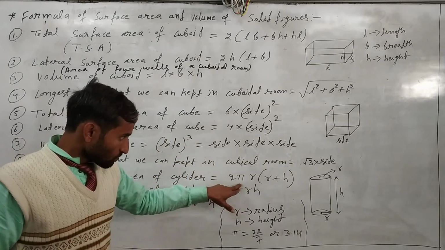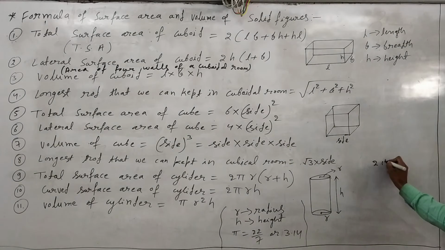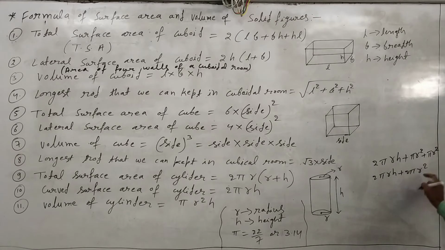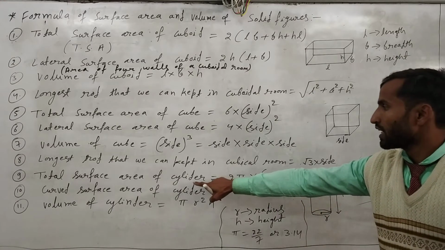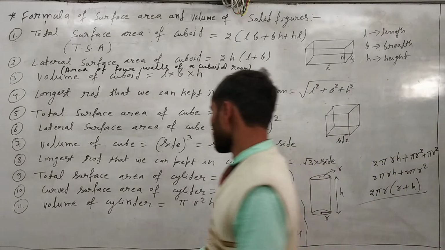So if you add, the curved surface area is 2 pi r h, and for the circles I have added pi r square plus pi r square, so it will come 2 pi r h plus 2 pi r square. After that I have taken 2 pi r common, so it will come r plus h. So total surface area of cylinder will be 2 pi r into r plus h. This is the formula of total surface area.